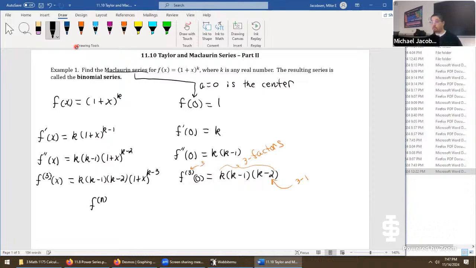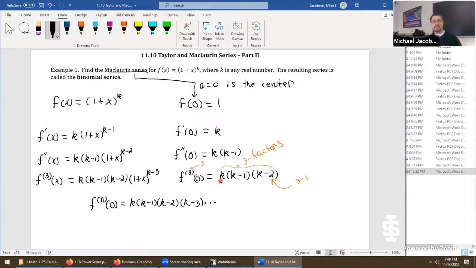The generic nth order derivative at the center. So we'll start off just like this. We'll go k times (k minus 1) times (k minus 2), and you can put in as many of those as you feel like, k minus 3 and so on.